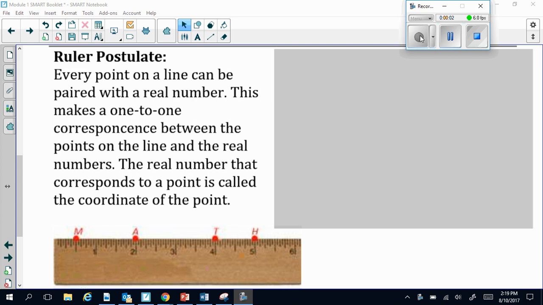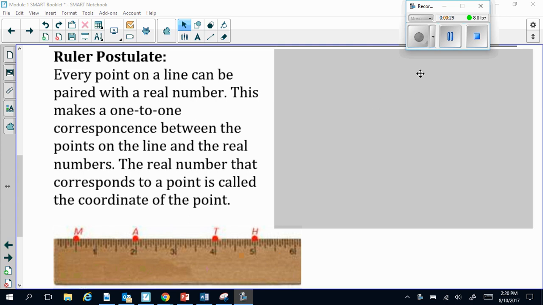In this video, we're going to talk about two more of our postulates, the ruler postulate and the segment addition postulate. The ruler postulate says every point on a line can be paired with a real number. This makes a one-to-one correspondence between the points on the line and the real numbers. That just means for each point on the line, it goes to one and only one real number. The real number that corresponds to a point is called the coordinate of the point.